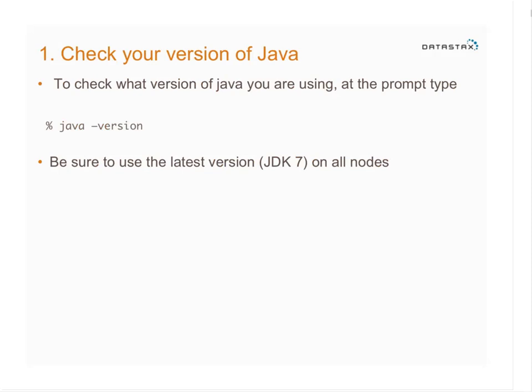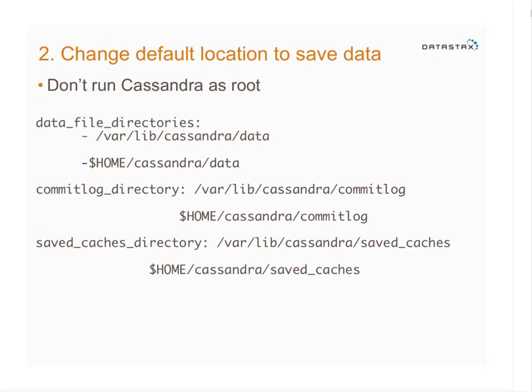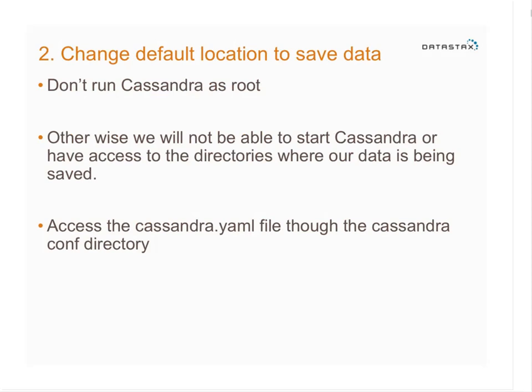Firstly, you need to make sure that you have the latest version of Java, which is JDK7, installed in all your nodes. And you're going to want to change the location of your data, commit logs and save caches. If you leave them as default, you're going to have to run Cassandra as root in order for it to start, which of course isn't ideal.